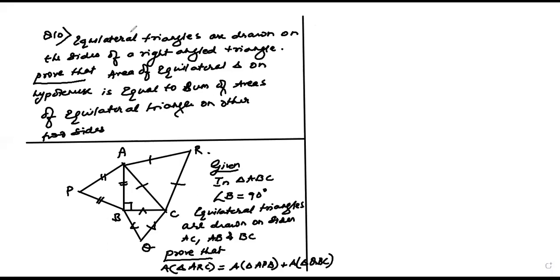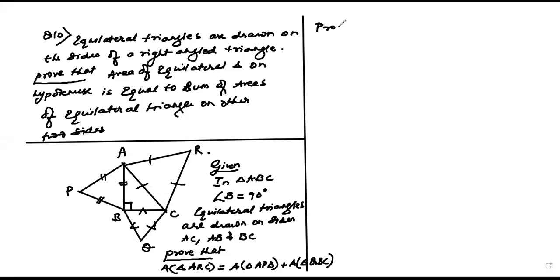Now, question number 10, children, very simple. There is a right angle triangle ABC. Angle B is 90, you can see here. On the hypotenuse AC, you can see one equilateral triangle ARC. On the two perpendicular sides AB and BC, again you can see equilateral triangles PAB and QBC. And what did you prove, children? The area of this big equilateral triangle on the hypotenuse ARC is the sum of the areas of the equilateral triangles on the remaining two sides, APB plus QBC. Very simple, I feel.